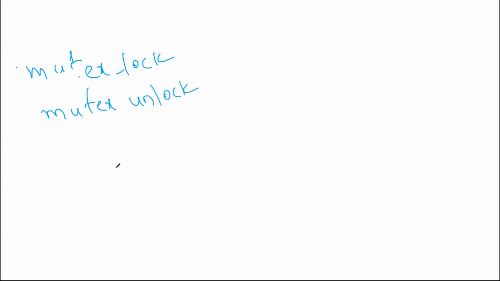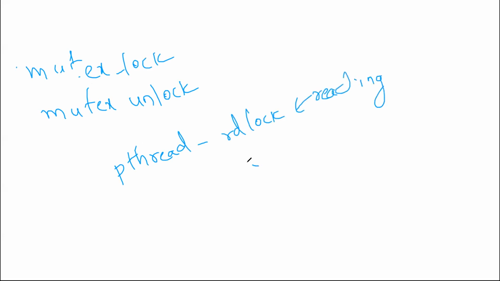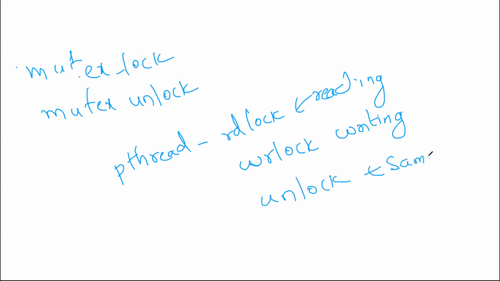So any queries here? Like in case of mutex, we have mutex lock, mutex unlock. Whereas in case of read write lock, we have pthread rdlock when you are reading, wrlock when you are writing. And for unlock, we have the same. There is only one unlock. There is no read unlock and write unlock. It's common for both.